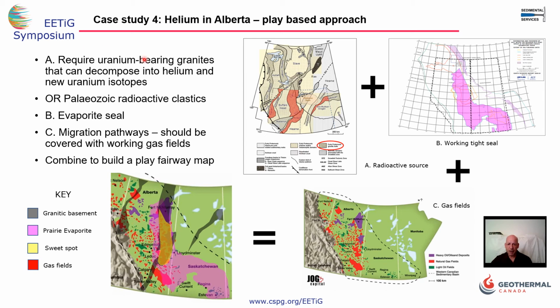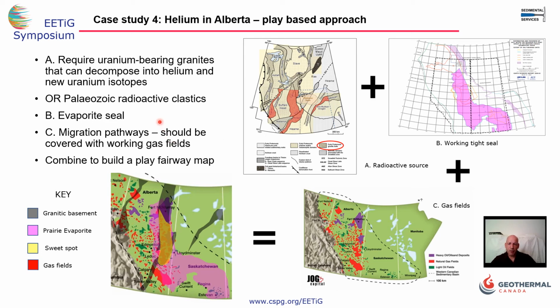You need uranium-bearing granites that can decompose into helium. So if we look at our map of this area, here is Alberta sitting in here, and here is Saskatchewan sitting just to the east. And we can see that there's quite a lot of granite sitting here in the subsurface, which has been mapped out. So the decay of that granite would definitely provide helium.